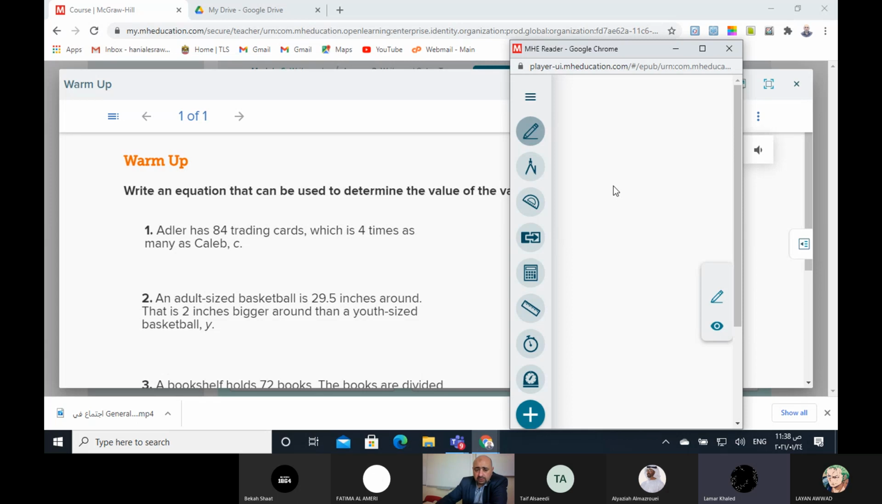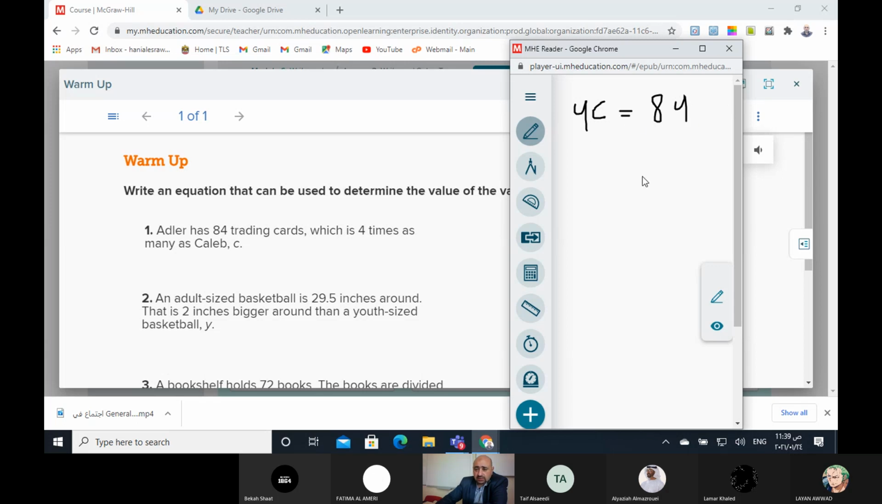Okay, thank you, Lamar. Listen to me. Adler has 84 trading cards. This is the total, which is 4 times as many as C. So the variable is C. We can write 4C, because 4 times C means 4C, equal what? Equal 84. So this is the equation.